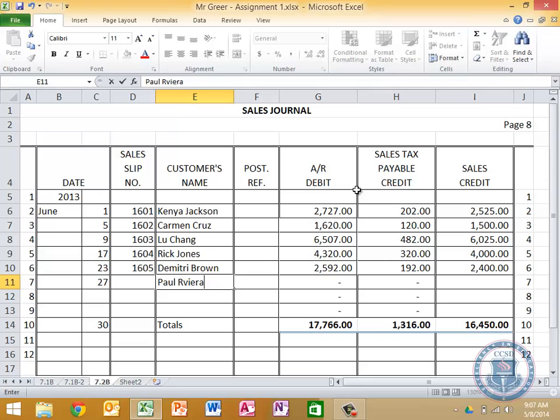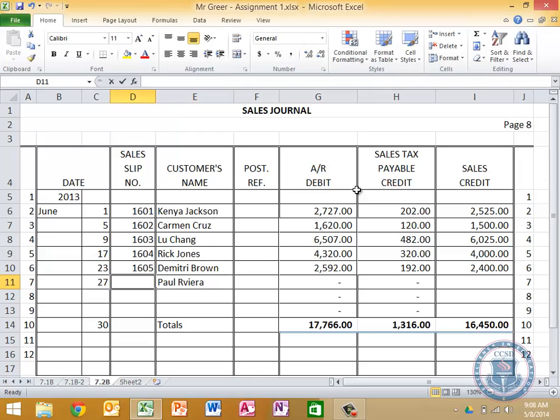So it's going to be a sales credit using slip 1606. Are you in A or are you in B? And B. 72B 27. Sales slip 1606 for Paul Rivera. There you go.